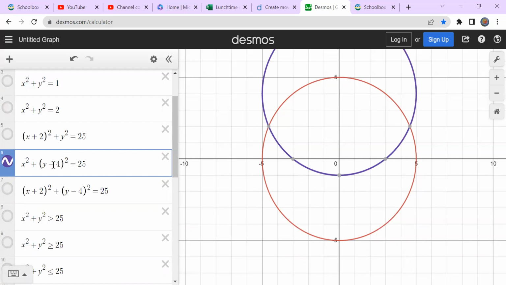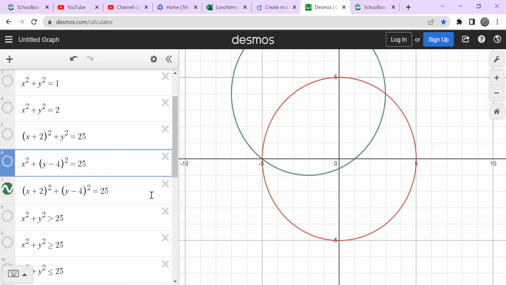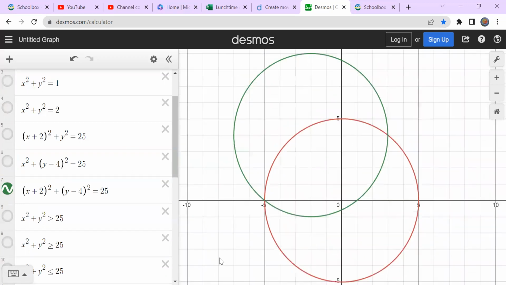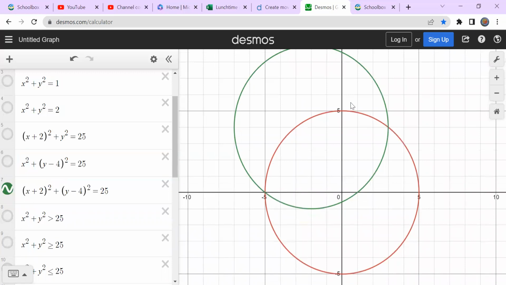Now, what if I want to go both across and up? I can do this one. So I've gone across 2 to the left and up 4. You can see that one there. So you can see that the center of this circle would be here, which is minus 2 across, up to 4. Minus 2, 4. That gives you the center of that circle with a radius of 5.